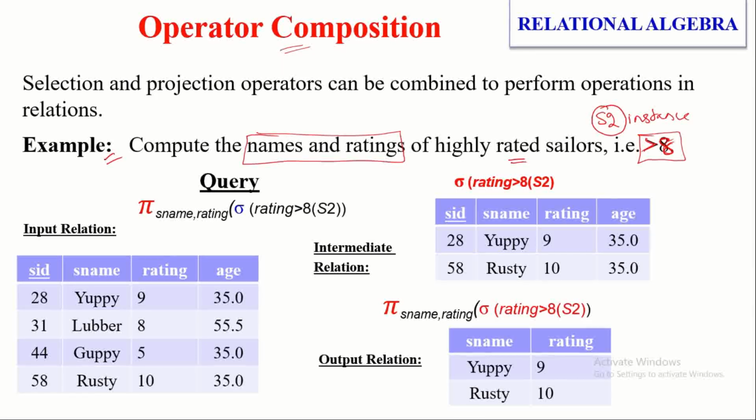Names and ratings. Okay, so with all these available inputs, let us formulate a query by using both the projection as well as selection operators. Okay, here input table is S2, right? Here, whenever we combine selection as well as projection, the selection operator must be applied first, and after that only projection operator need to be specified.